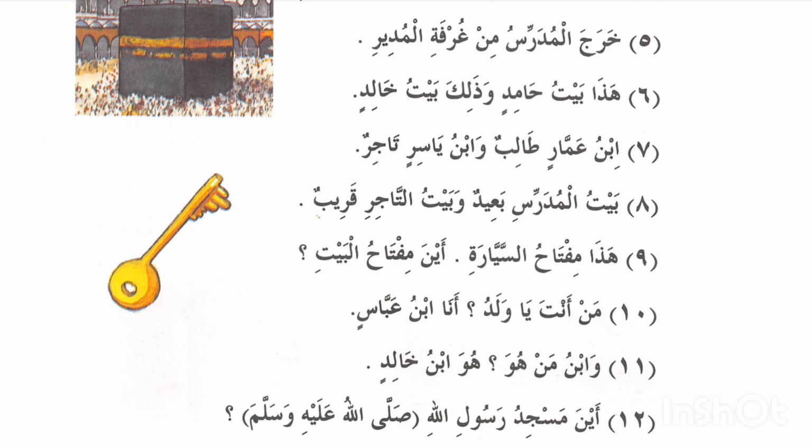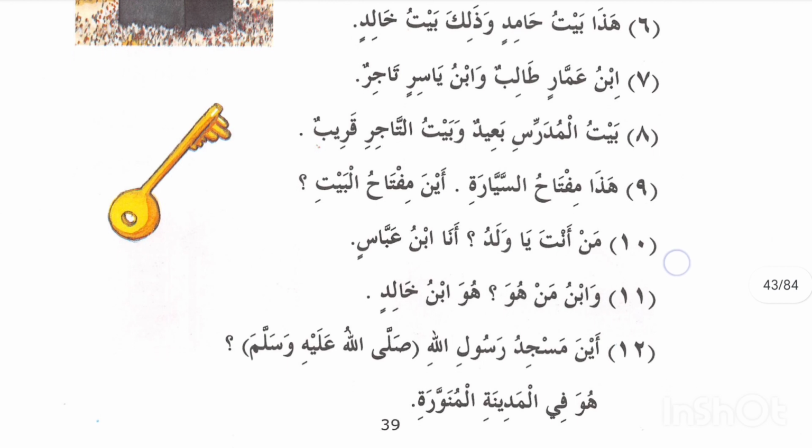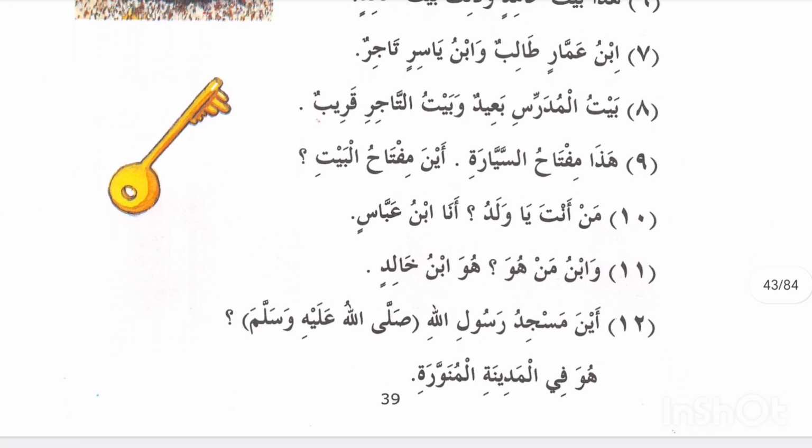من أنت يا ولد? Who are you, boy? أنا ابن عباس. I am Abbas' son. وابن من هو? Whose son is he? وابن خالد. He is Khalid's son. أين مسجد رسول الله صلى الله عليه وسلم? Where is the masjid of the Prophet of Allah, peace be upon him? هو في المدينة المنورة. It is in Medina Munawwara.